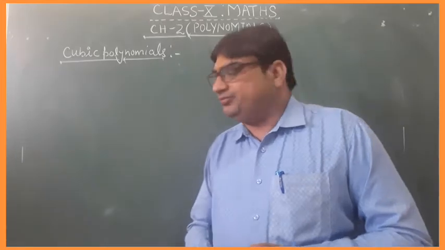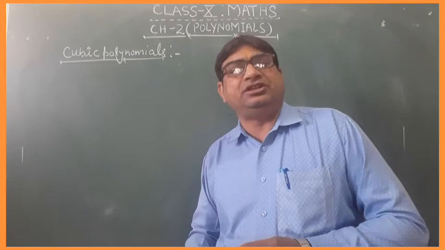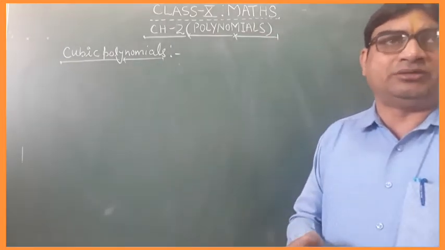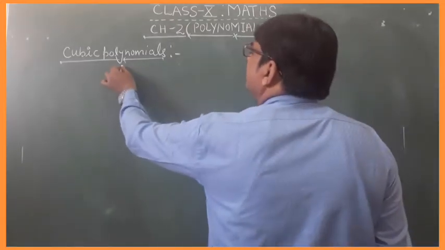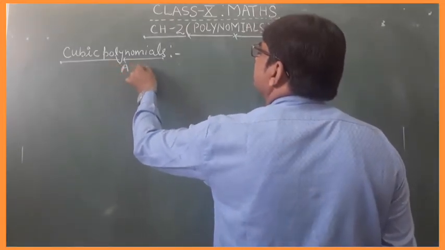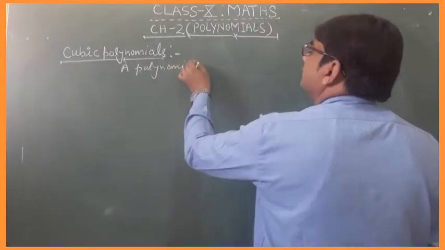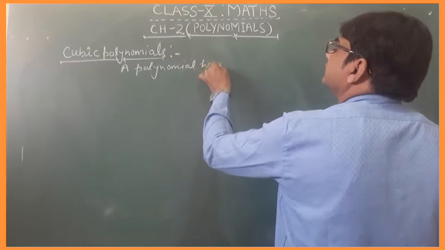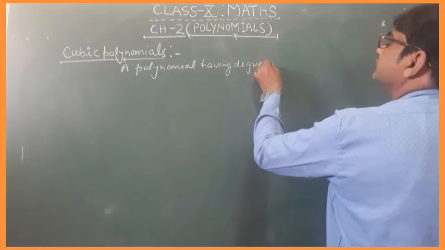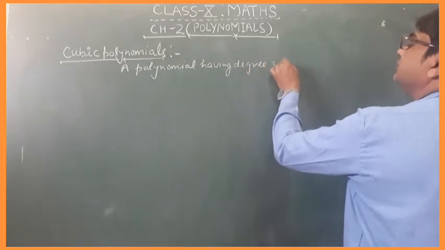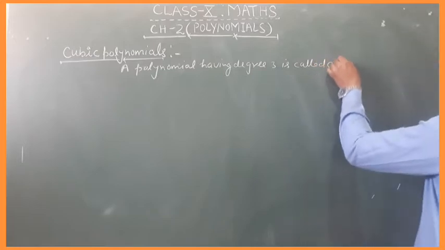Students, see carefully. A polynomial having degree 3 is called a cubic polynomial. Cubic polynomial means degree 3.